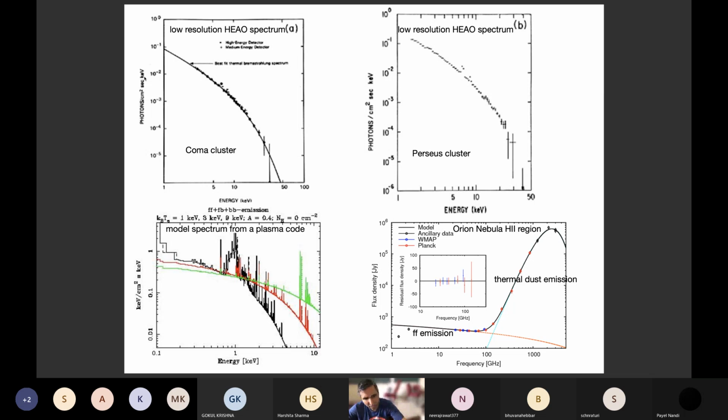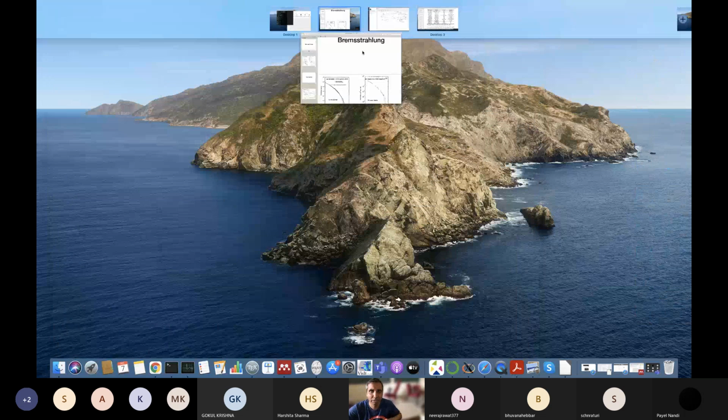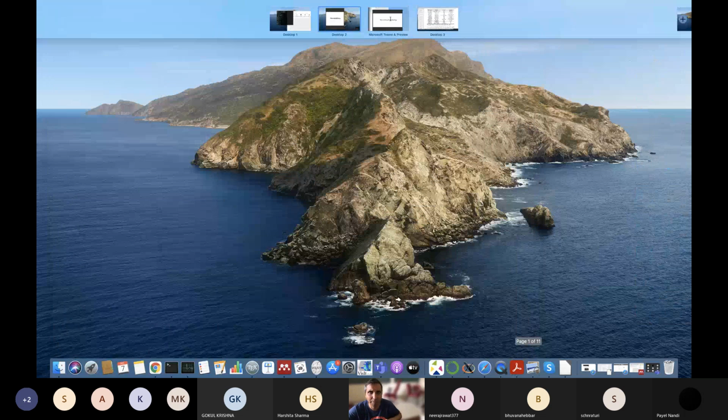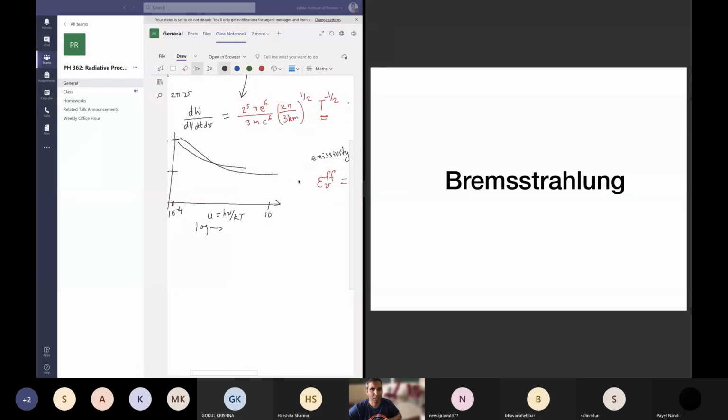I actually wish to be able to annotate. I want this and this on the same slide. Okay, nice.